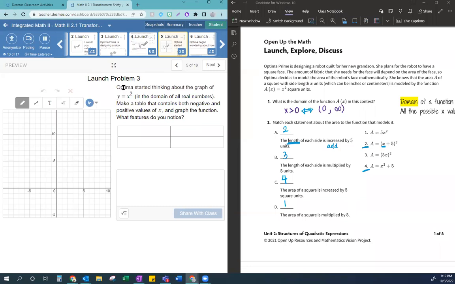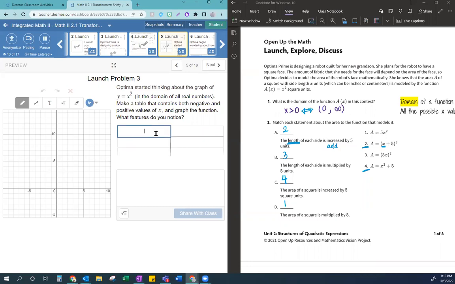Well, so Optima is thinking about the graph of y equals x squared, which is different than the function A of x equals x squared, which represents the area of her square, like little blanket part. Does that make sense? Yes. X squared is the area. Very good. So you want me to make some table here? Yeah, let's make a table.